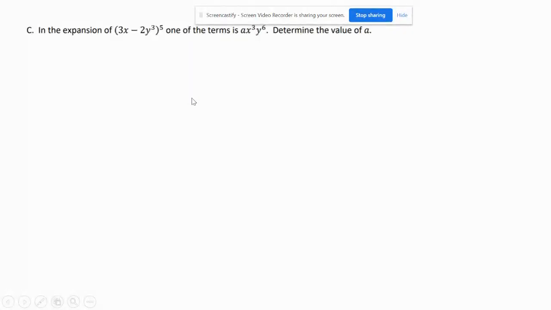Okay, guys, last example. In the expansion of 3x minus 2y cubed to the 5th, one of the terms is a x cubed y to the 6th. Determine the value of a. Okay, so here's what we're going to do here. Now, the problem is, here, we don't know if this is the first term, second term, third term, fourth term, fifth term, sixth term, or any of those. So we don't know, that means we don't know k.